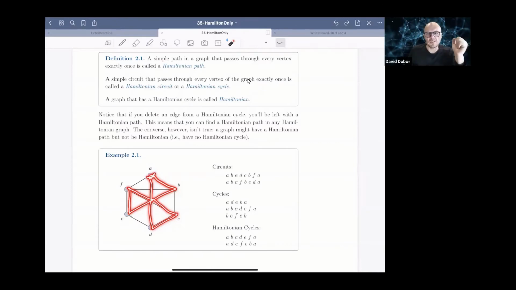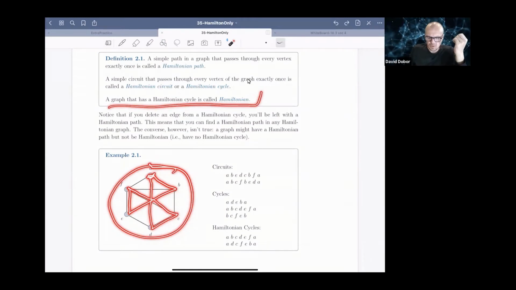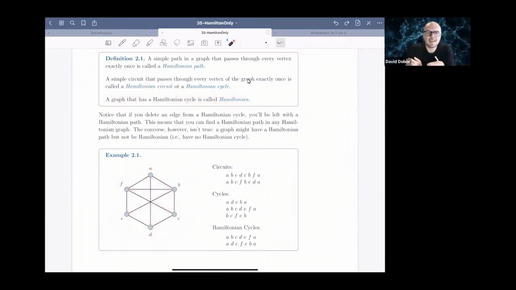I started at some vertex, ended at the same vertex. I've covered every vertex, but I didn't go through any vertex more than once. So I went through every vertex exactly once. That's a Hamiltonian traversal of the graph. If you can find such a circuit in a graph, then the graph is called Hamiltonian. You call it Hamilton graph or Hamiltonian graph, Hamilton cycle, Hamiltonian cycle, any way you'd like to call it.